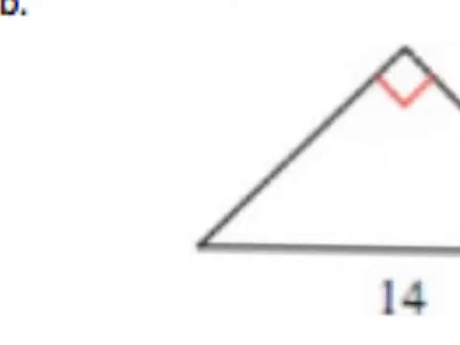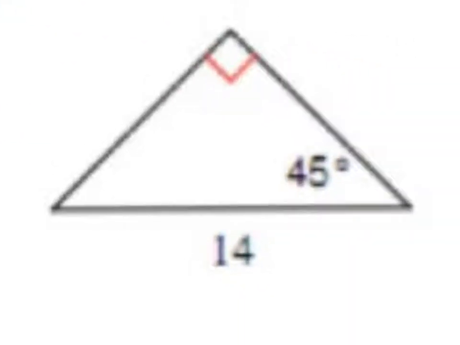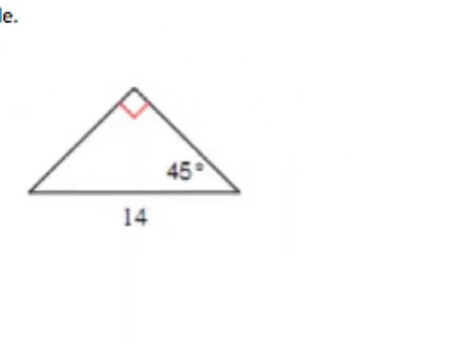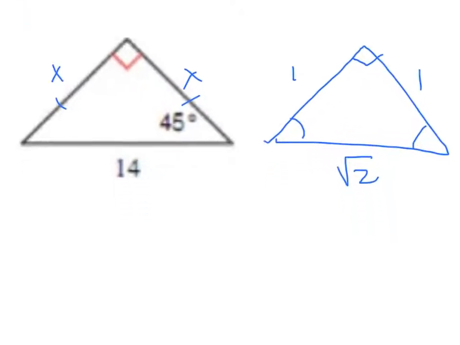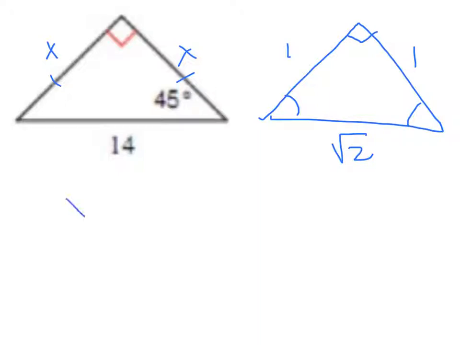All right, let's take a look at B. B looks like another 45, 45, 90 triangle, so I'm going to redraw this triangle again. This is a 1, 1, square root 2, because here's my right angle, 45 and 45. So again, I'm going to go ahead and find x, and the other side's going to be x as well, because it's going to be an isosceles triangle.